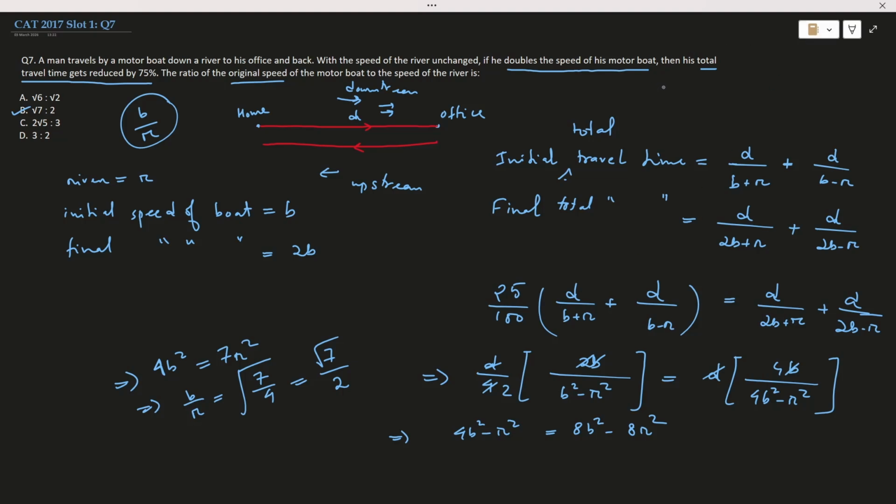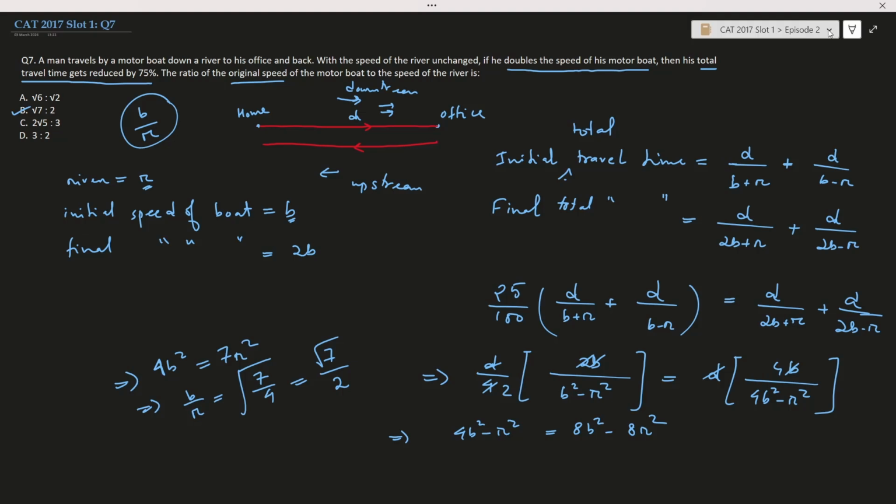So the concept is basically, while going downstream, the speed of the boat will be the speed of the boat in still water. Please remember, guys, this b is the speed of the boat in still water. And since he is moving in the river, the river will have some current, the speed of the current is r. That is why I am adding b and r in downstream, and in upstream I am subtracting them.